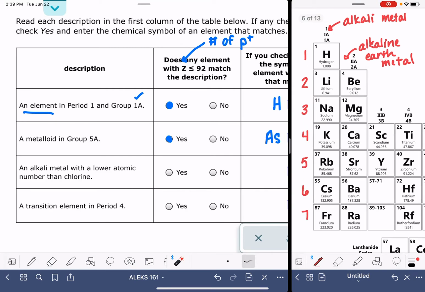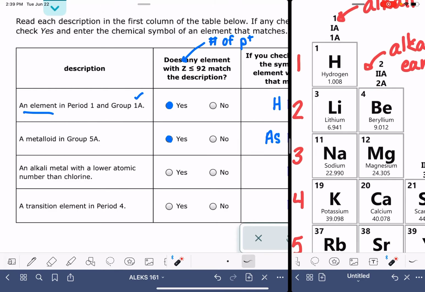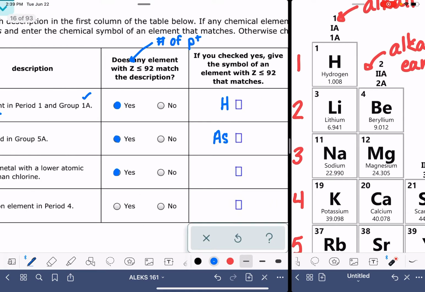That could be either hydrogen or lithium or sodium. They all have an atomic number less than 17. Their atomic numbers are 1 and 3 and 11. So we'll say yes to this, and then we can answer any one of these elements in this spot. We could either answer hydrogen or Li or Na.